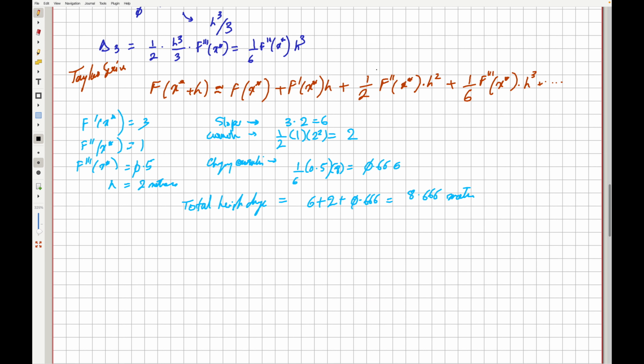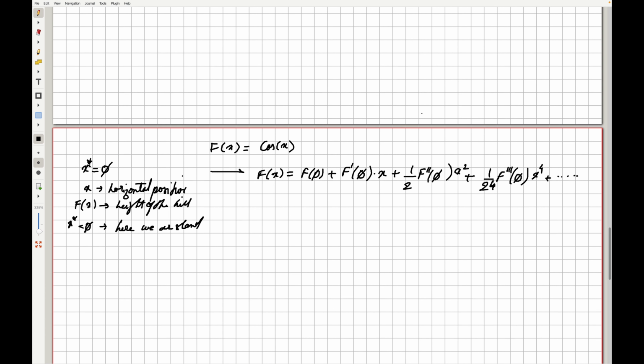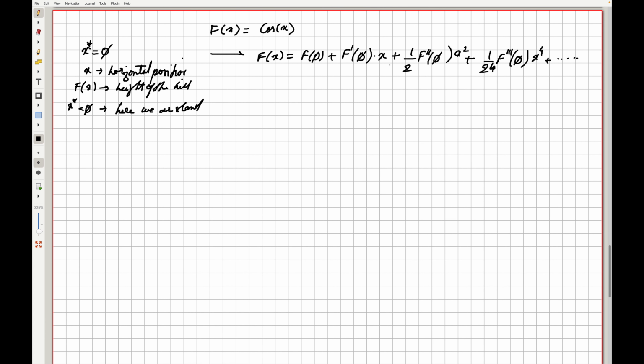If you look at the previous video, we used the letter h. Now I'm using the letter x. It's one and the same thing, but this is more related to what's in the book. Each term represents an additional height. As we move forward, each of these terms represents an additional height change as we move away from 0.